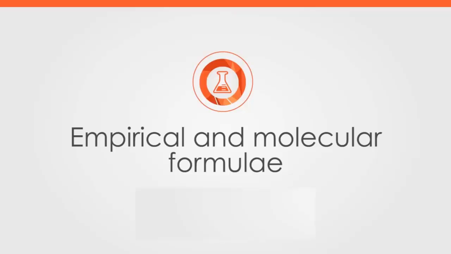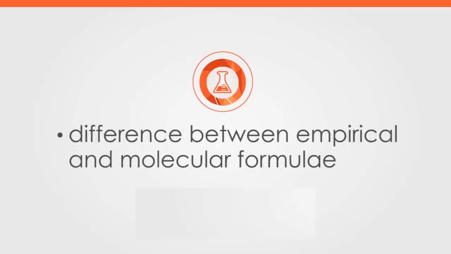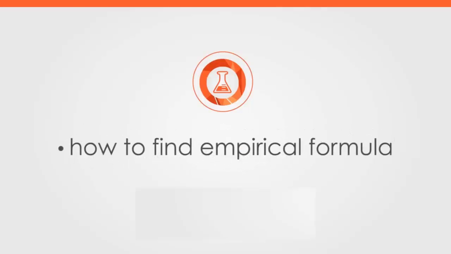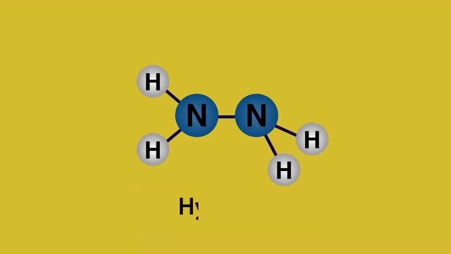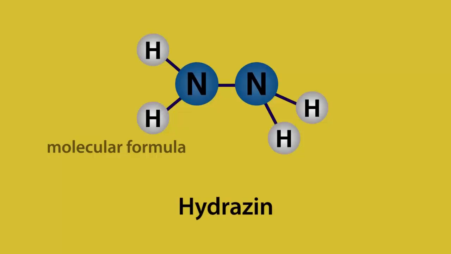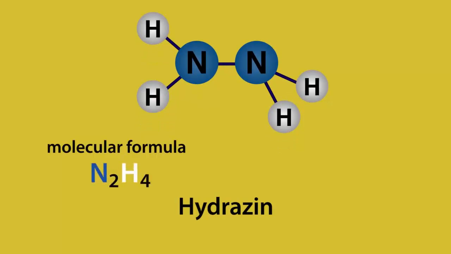In this video, you're going to learn the difference between empirical formula and molecular formula, how to find the empirical formula from percentage composition by mass, and how to find molecular formula from the empirical formula. Consider the compound hydrazine. Its molecular formula is N2H4, but its empirical formula is NH2.